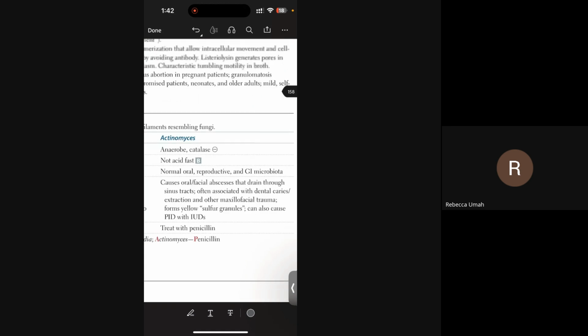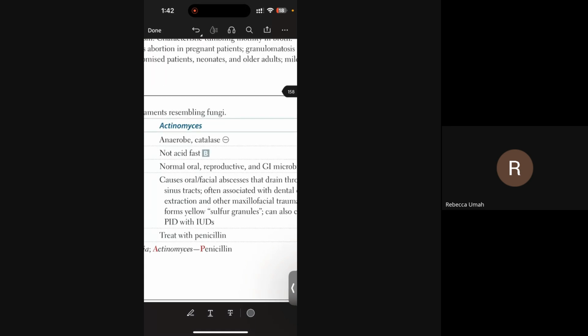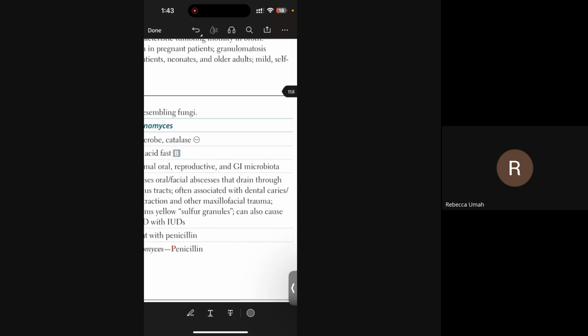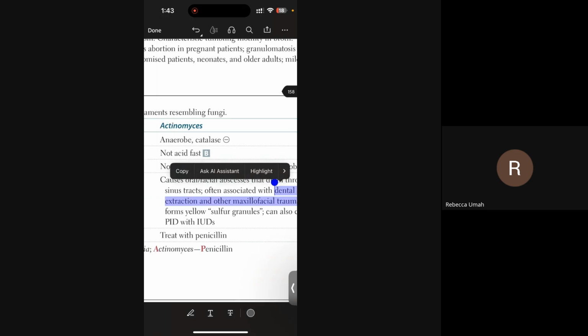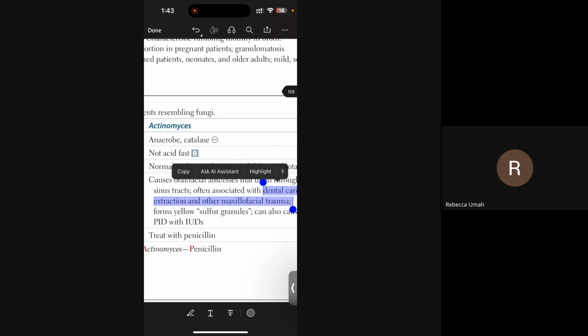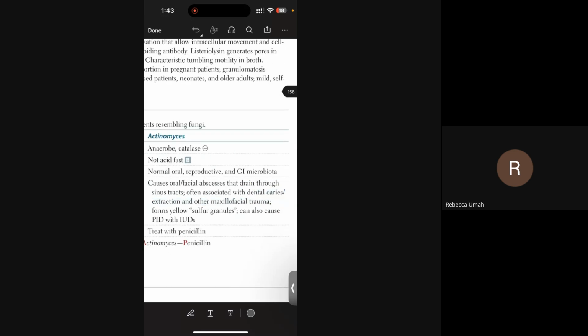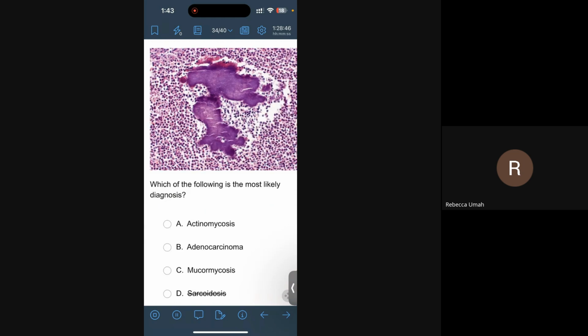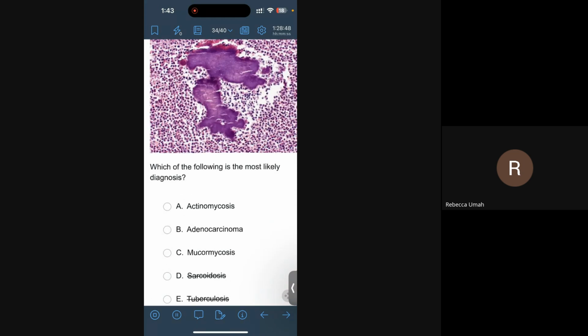And we know that it is common with the abscesses which we are seeing in this patient. Abscesses are also here, along with dental caries and other maxillofacial trauma. Our patient has gingivitis, poor dentation with dental caries, and prior episodes of binge drinking. So the right answer here is going to be actinomyces.